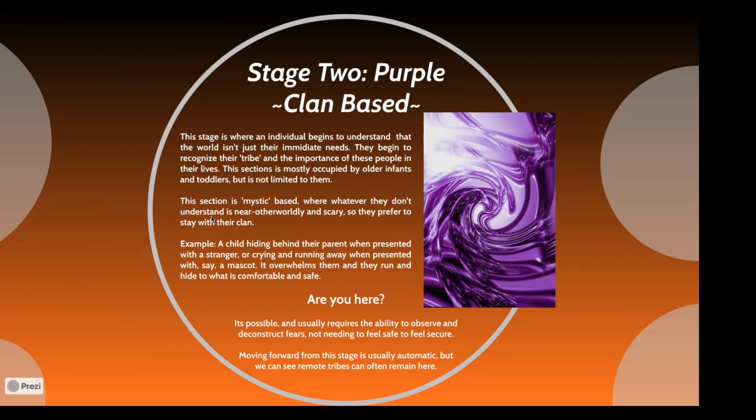An example of somebody in purple stage would be a child hiding behind their parent when presented with a stranger, or crying and running away when presented with a big old scary mascot that's all big and colorful. They're just overwhelmed. They're not sure what it is, so they run back to safety, and their safety is their clan. So are you here?